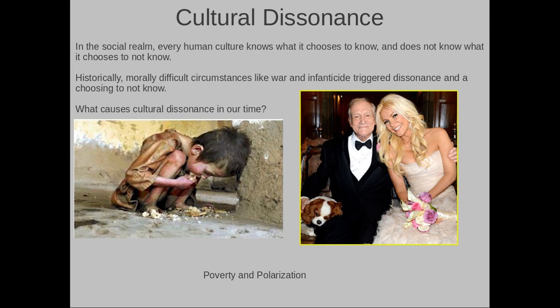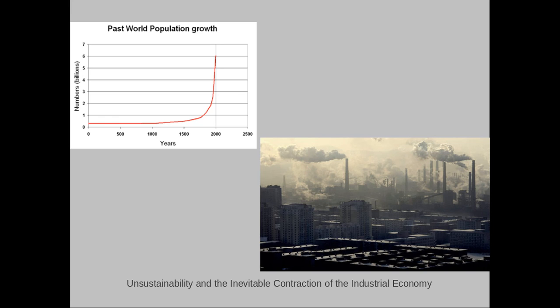So stepping forward to our time, what causes dissonance in our time? Well, there are a few primary areas beyond the old areas, such as warfare. One of the biggest issues is poverty and polarization, the fact that some people have so very much wealth and so many people still live in abject poverty. That generates a great dissonance in our time, and we come up with all sorts of rationalizations and false explanations to explain why that is true.